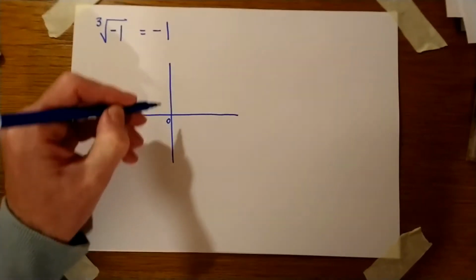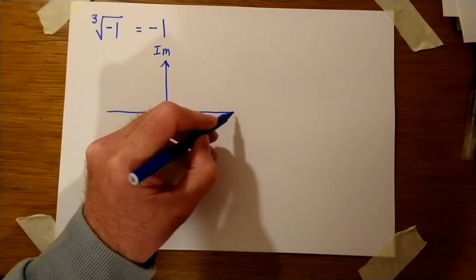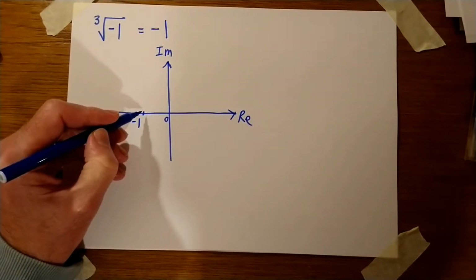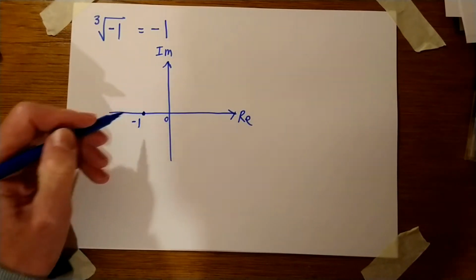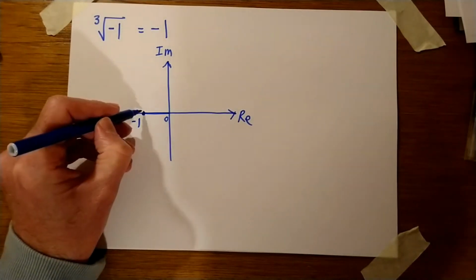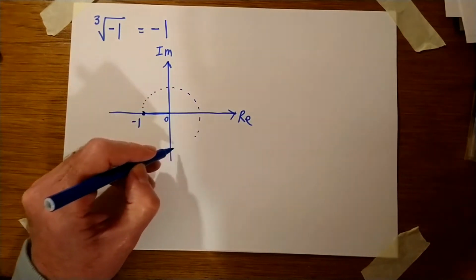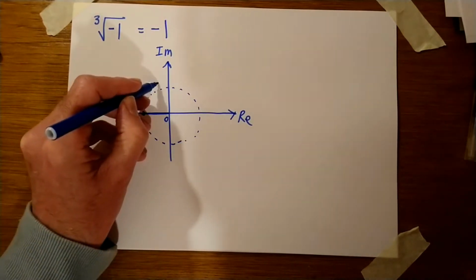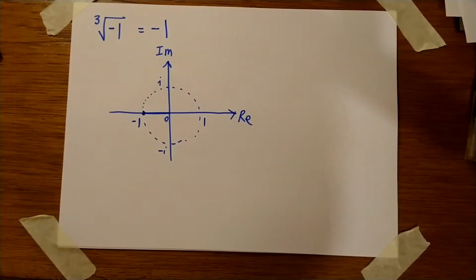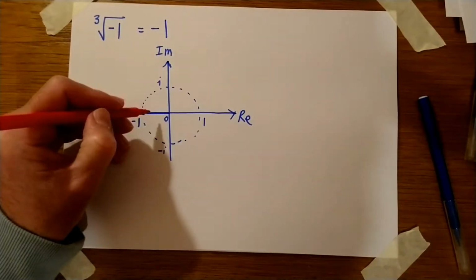If we look at the Argand diagram, and we put -1 here, well, we know that the cube root of -1 is itself. But if I draw a circle of radius 1, there are actually two other solutions to this cube root. And we can work out what those are.